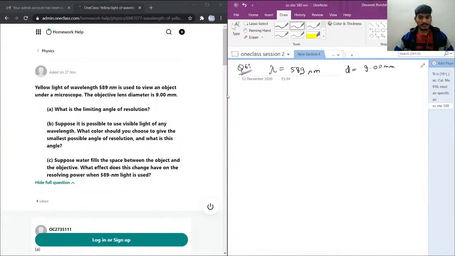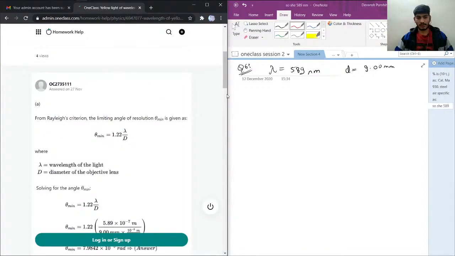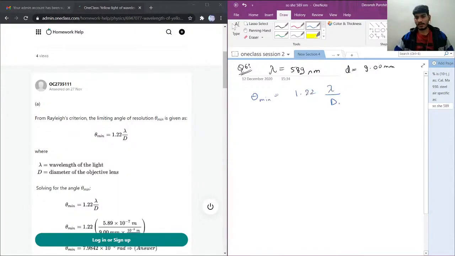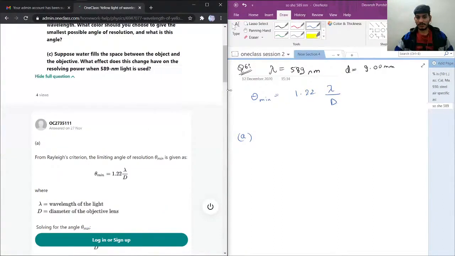So first, what is the limiting angle of resolution? I'll just go and see the formula given by Junior Tutor. The formula for limiting angle of resolution is theta min, which is 1.22 times lambda over D. D here is diameter and lambda here is the wavelength. So for A part, we have what is the limiting angle of resolution. So this theta is the limiting angle of resolution.